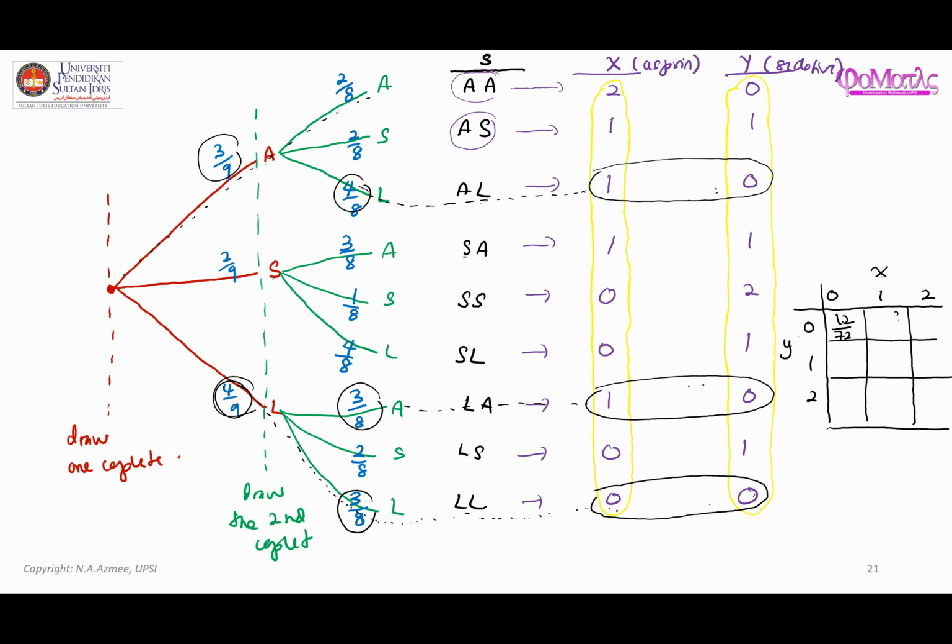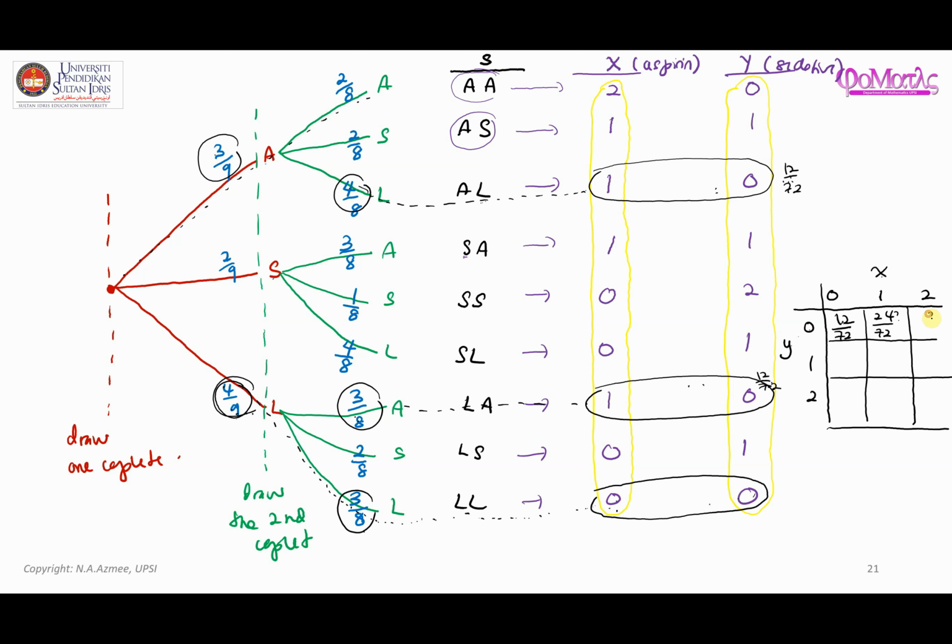Okay, so here what we've got is 3 times 4 is 12. So we've got 12 over 72. So here we've got 12 over 72. For this one, if you multiply it, you will get the same value, which is 12 over 72. And you add these probabilities up. So 12 plus 12 is going to be 24. So we've got 24 over 72 for that cell.